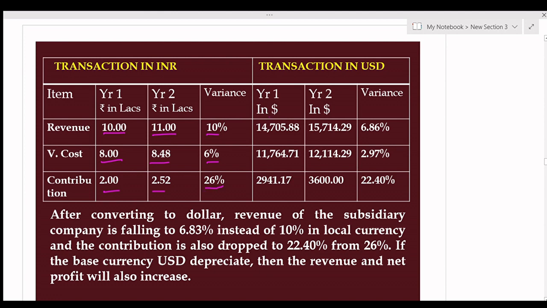Now, transactions in USD. First year, $14,705.88, that is rupees 10 lakh divided by 68. And second year, $15,714.29, that is 11 lakhs divided by 70. The increase is 6.86%, that is, instead of 10%, it comes down to 6.86%.